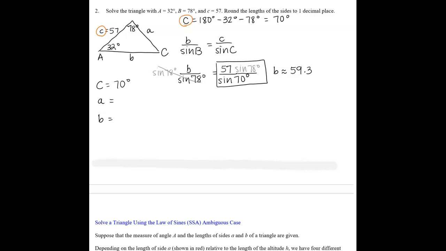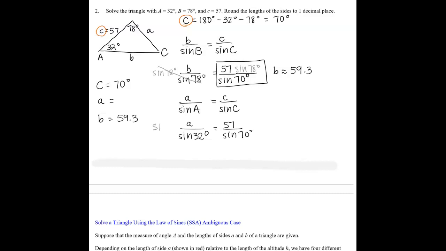So now let's go on and find little a. I'm going to choose the version of law of sines that has the little a in the numerator, and I'm again going to set it equal to the c's because we know those exact values. We know that capital A is 32 degrees, plugging into this. We also know that little c is 57 and that capital C is 70 degrees.